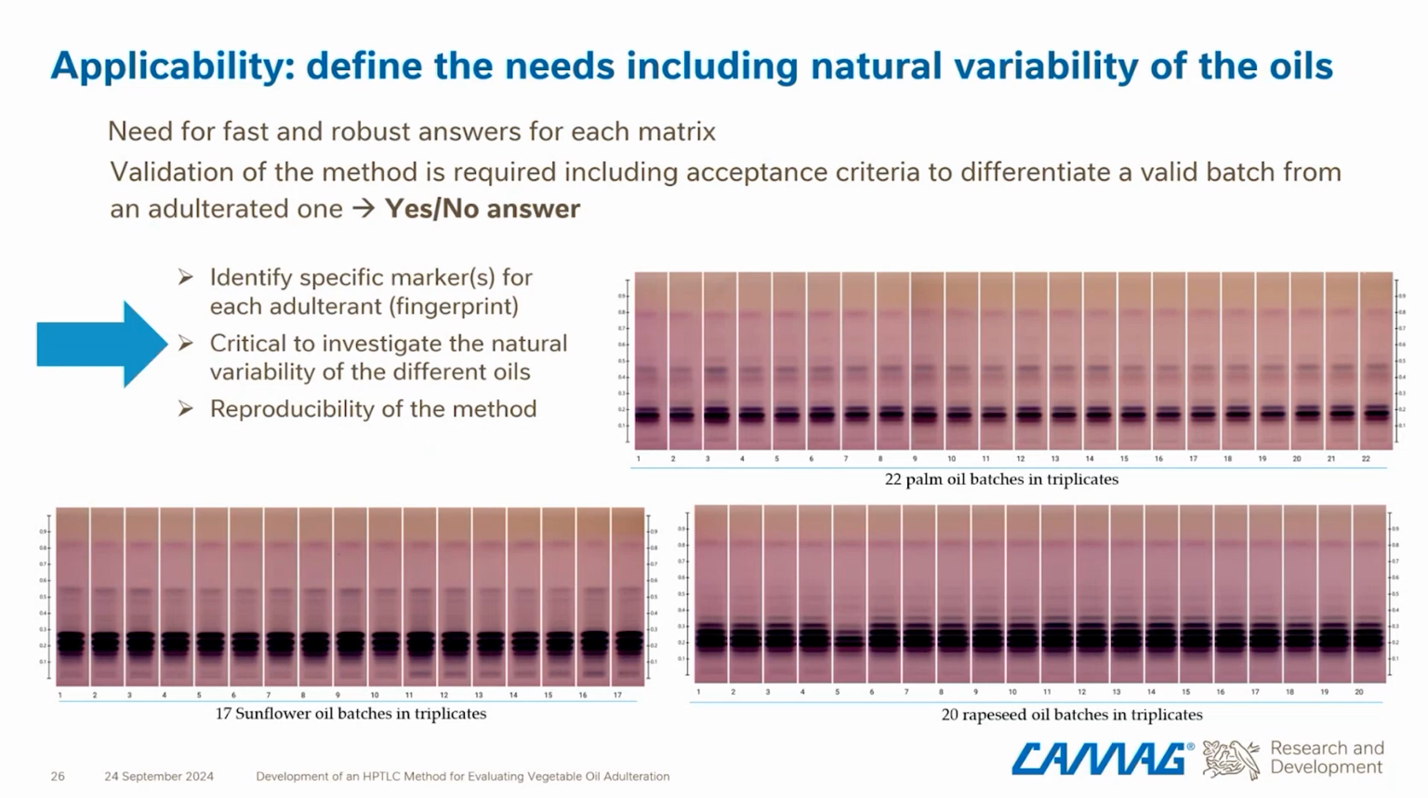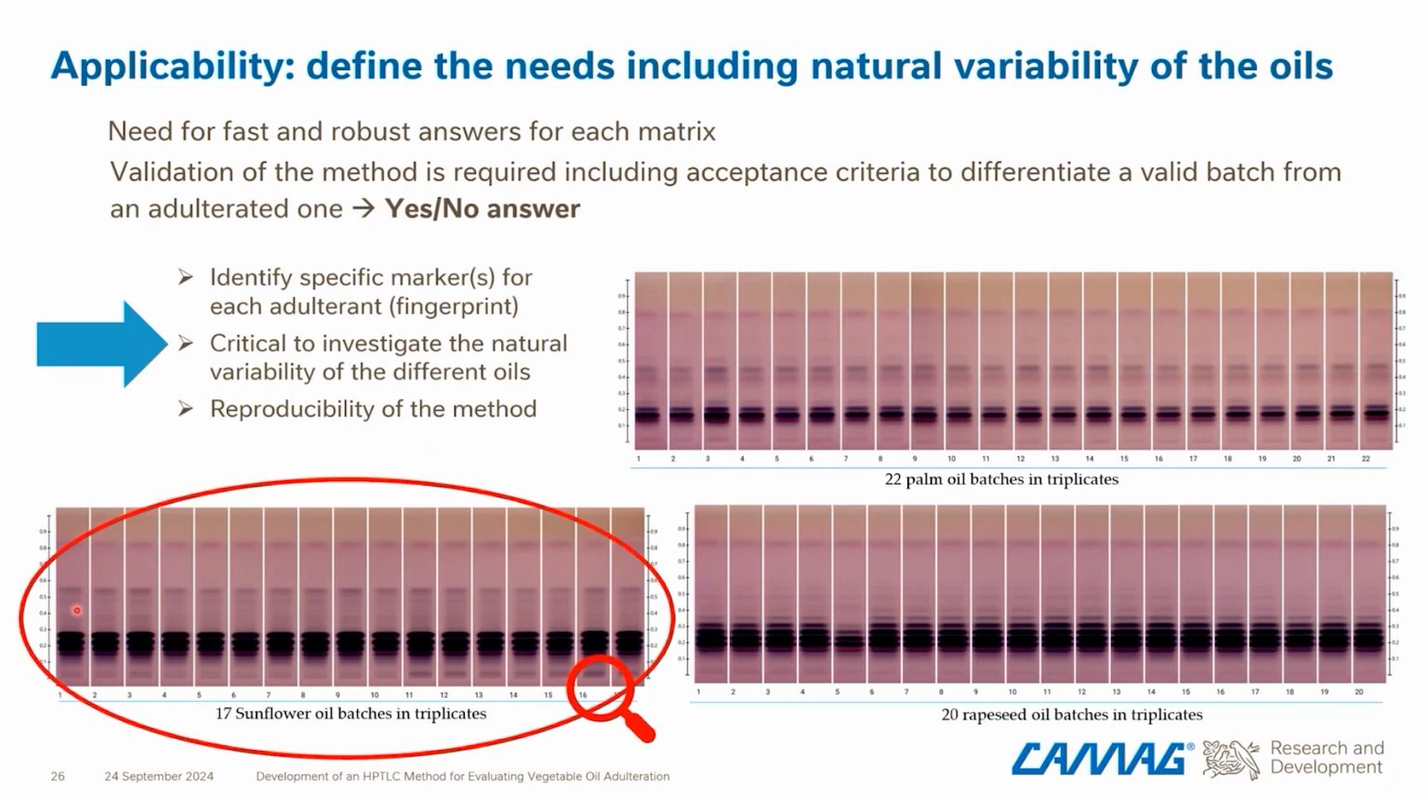The palm oil that you see there, the rapeseed oil there, and the sunflower oil. We have 22, 20, and 17 batches for each oil, and we repeat it in triplicates. So with that, we have enough data to set up acceptance criteria. Just for clarity, we will focus on one specific example, the sunflower oil.